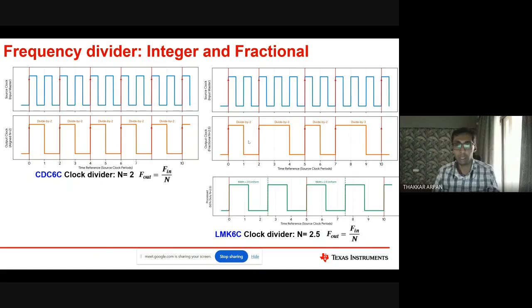So that is the reason it's a complex circuit. So it takes more amount of power.